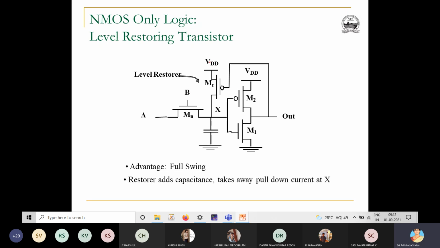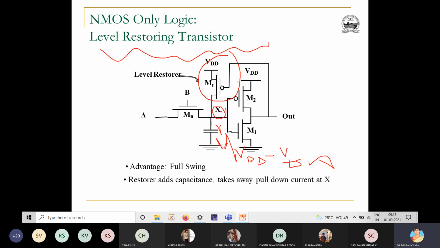Yes, here this level restoring transistor is tying this output node X to VDD. Actually X will be VDD minus VTN because of the pass transistor logic threshold drop. But as this level restoring transistor is tying it to VDD, now X will be at VDD. So that is the advantage of the level restoring transistor. So when do we use this level restoring transistor? Whenever a pass logic is interfaced to a CMOS logic. Got it?